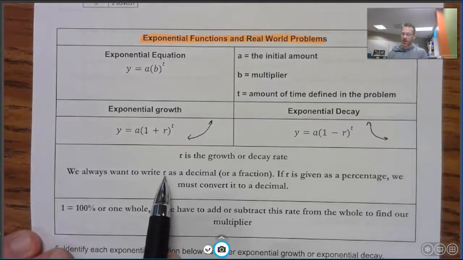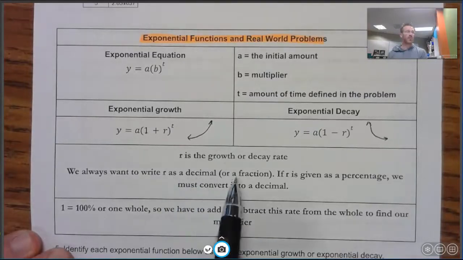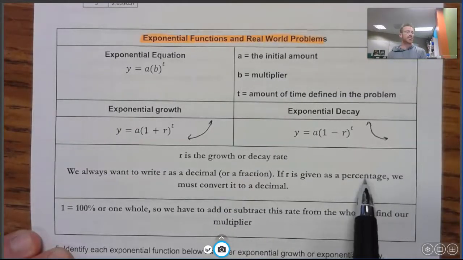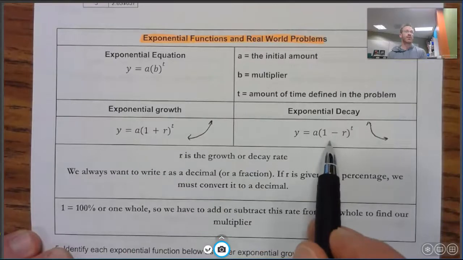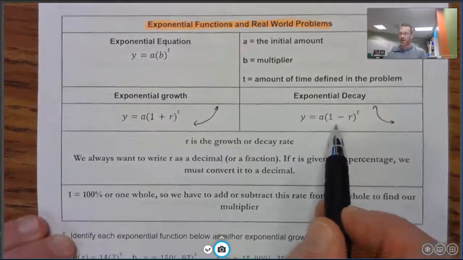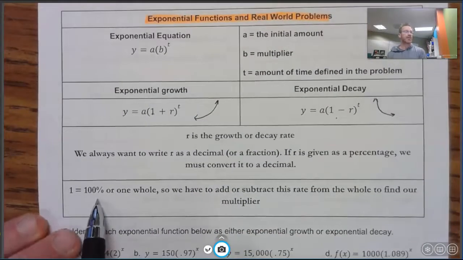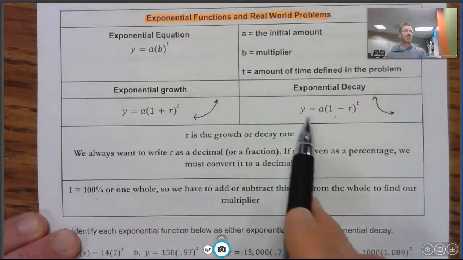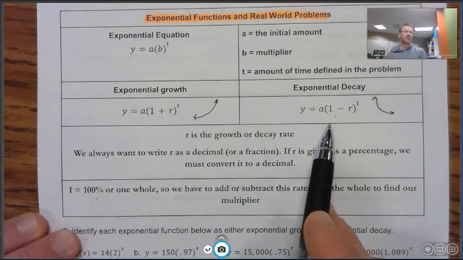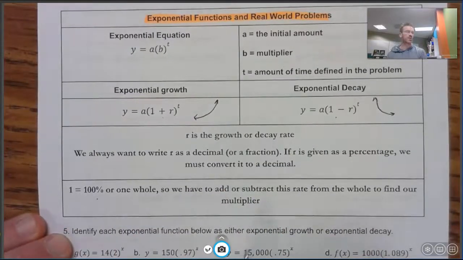Now, a couple of details. We always want to write r as a decimal or a fraction, depending on the kind of problem we have. A lot of times they give it to us as a percentage, and if we have it as a percentage, we have to convert it to a decimal in order to add or subtract it from 1. You'll see that as we go through some examples. Just remember, 1 is 1 whole, and if I multiply by 1, things don't change. It stays the same, which is why we have to either add to 1 or subtract from 1 to change that value. So 1 equals 100%.